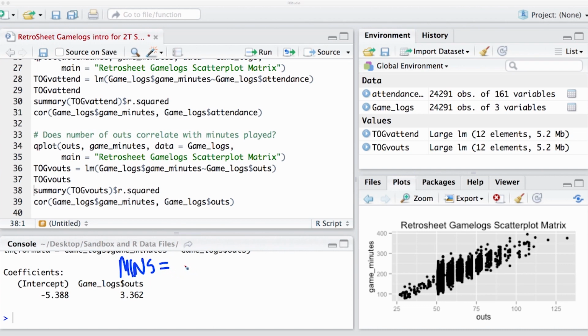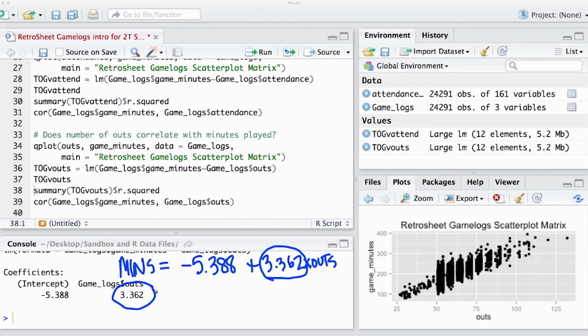are starting with minus 5.388 minutes. That's the y-intercept. So the model starts with a little bit below, but it adds, for every out, 3.362 minutes for every out. This is times outs. So based on the number of outs played in the game, you're going to add 3.362 minutes. So that's an interesting number.